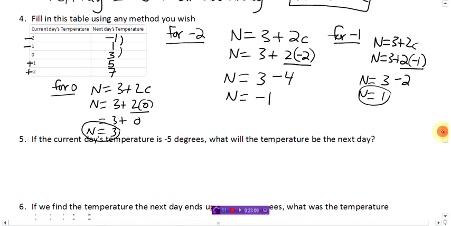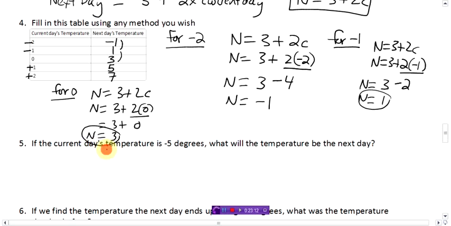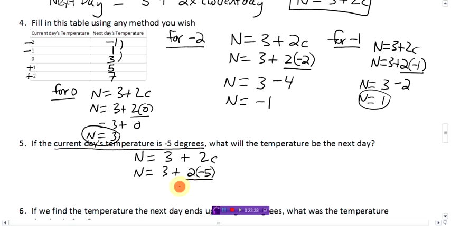Okay, so here's some word problems. If the current day's temperature is -5 degrees, what will the next day's temperature be? Let's use our formula. N equals 3 plus 2C. The current day's temperature is -5 degrees, so we'll put -5 into here. So N equals 3 plus 2 times -5. Put it in brackets. Whatever you're subbing in, put it in brackets. 2 times -5 is -10. Bring down the 3. 3 minus 10 is -7. So the next day's temperature would be -7 based on our little formula here.